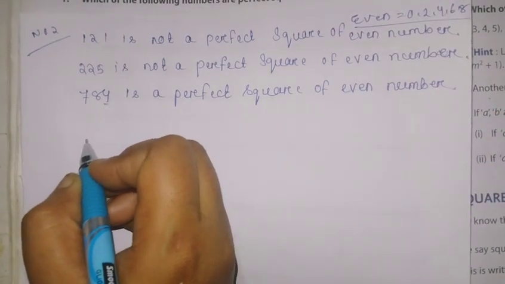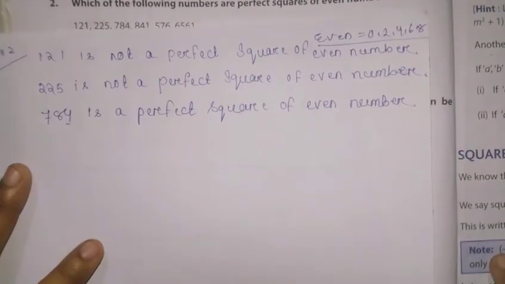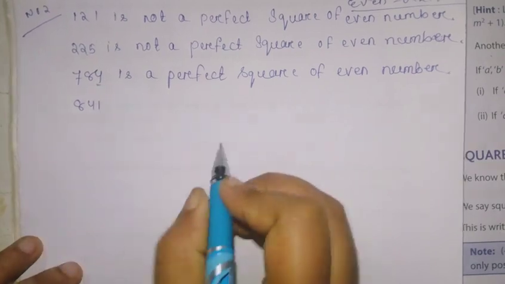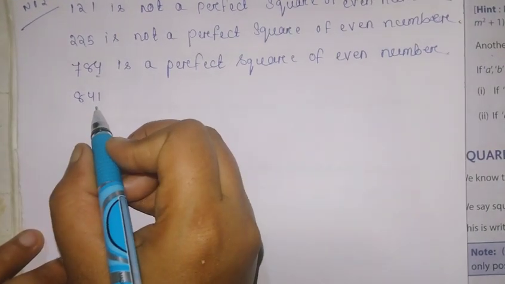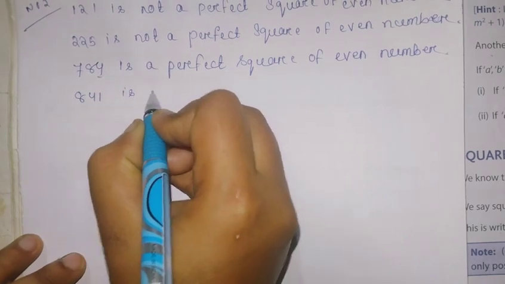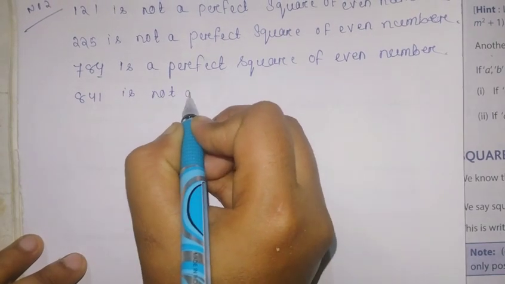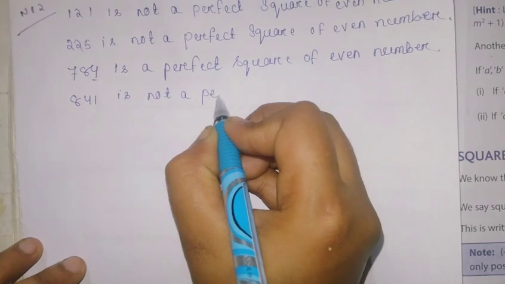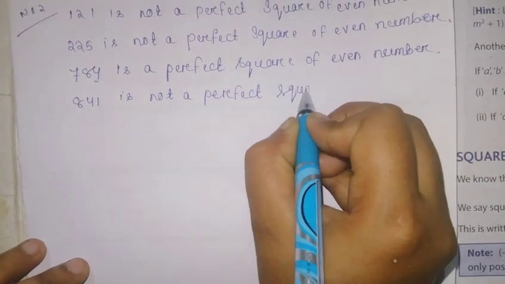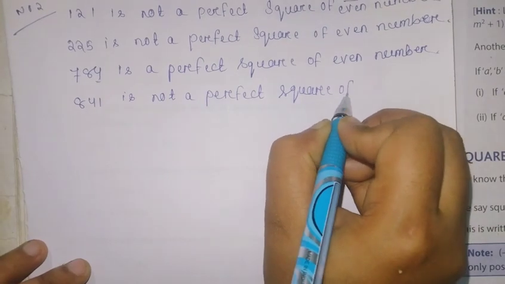Then 841. Unit place is 1, so it is an odd number. 841 is not a perfect square of even number.